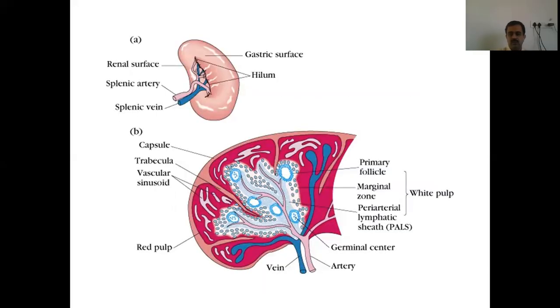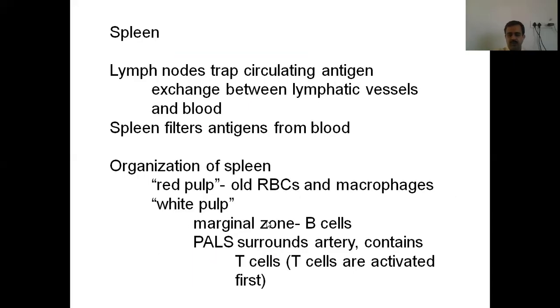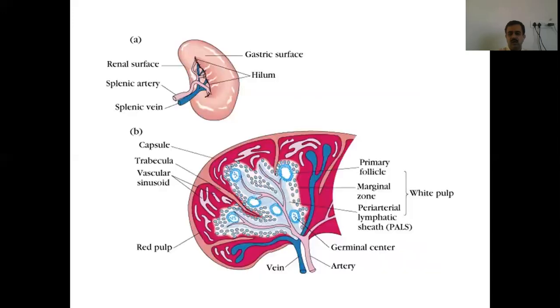You can see here the red pulp, and the gray pulp is also there. The red pulp will represent old RBCs, and macrophages will be available inside the gray pulp or white pulp itself.